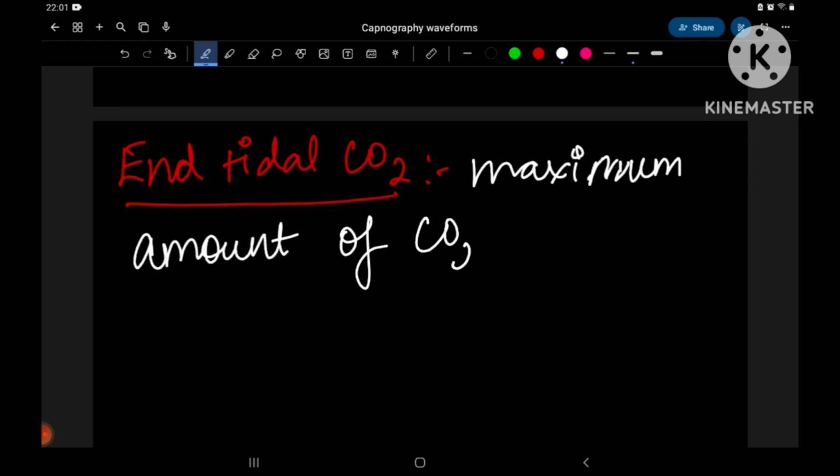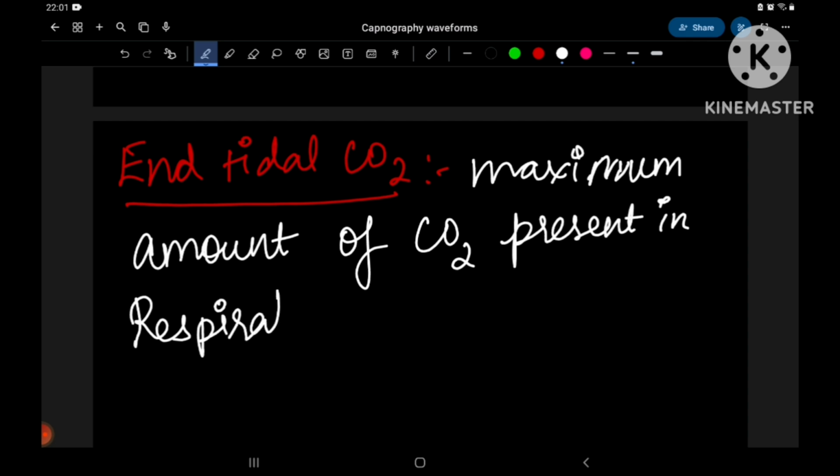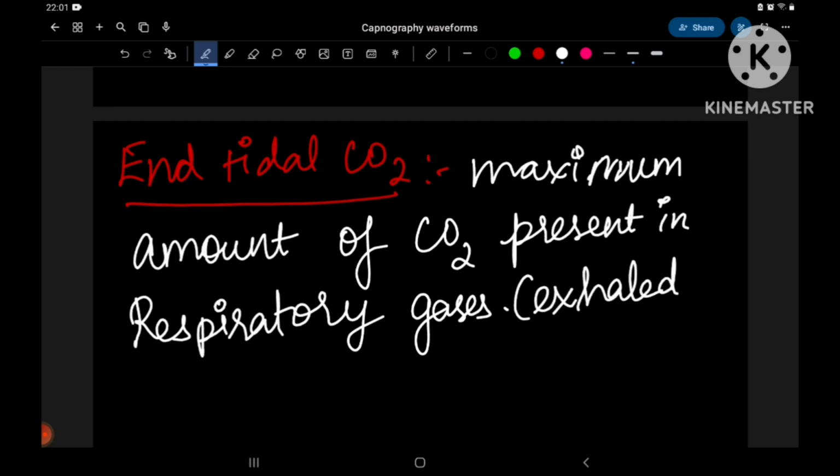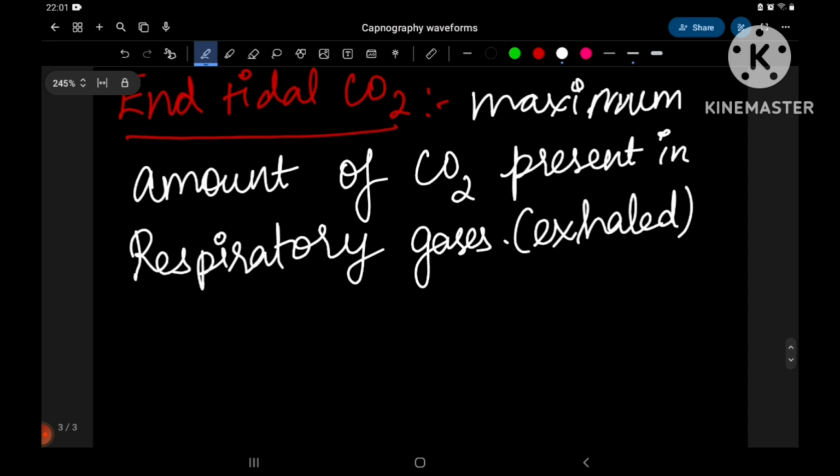CO2 present in respiratory gases. Respiratory in the sense is exhaled gases, in particular exhaled carbon dioxide. So the maximum amount of carbon dioxide present in the respiratory gases, that is end tidal carbon dioxide.